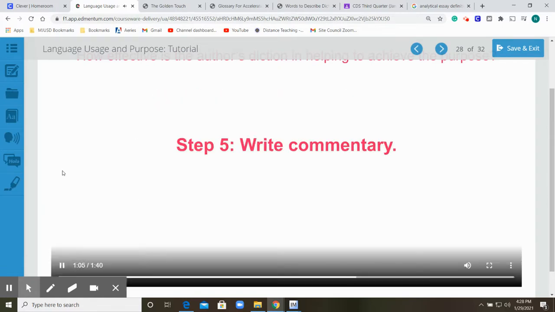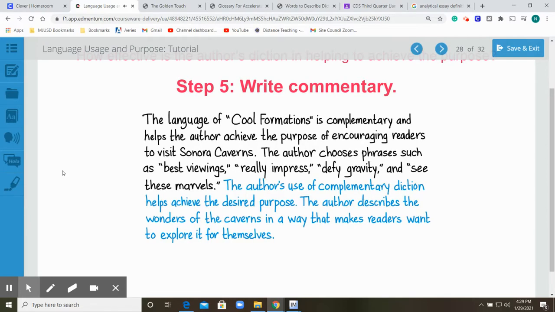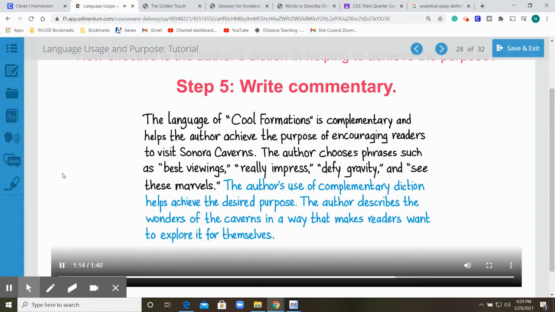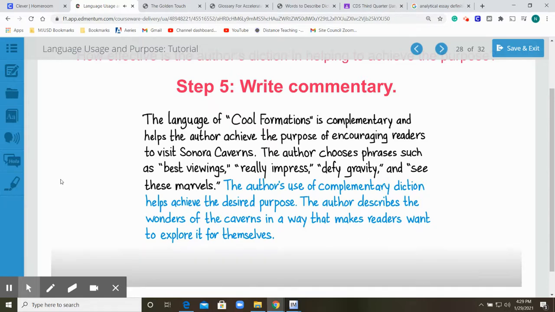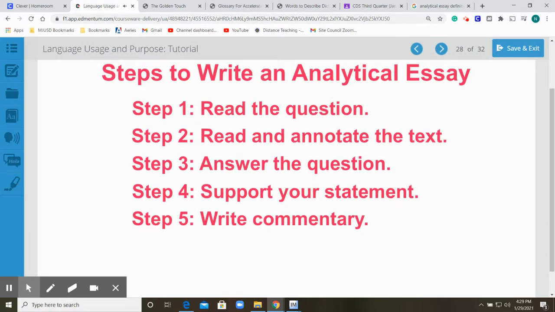And now the last step, write your commentary. Writing commentary means giving your interpretation, insight, personal reaction, or reflection about the text. It gives you the opportunity to explain how your evidence supports your statement. Return to your annotations and look at the notes you made. This is a good starting point for your commentary. Now it's your turn. Remember these 5 steps as you write your own analytical essay. Happy writing!